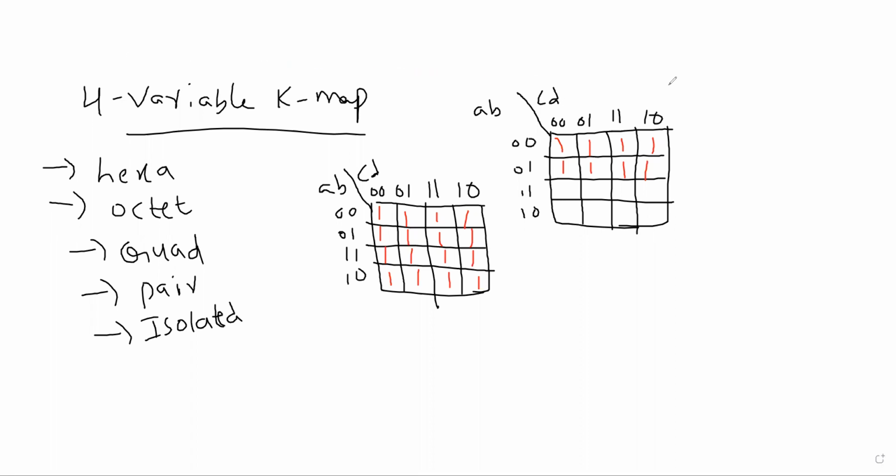If you observe the four variable K-map here, the priority should be given first of all to hexa, then octet, after that quad, then pair, and finally isolated. Now if you observe this one, since we are having 16 ones, therefore we can form hexa. What is the output? 1 is the output.